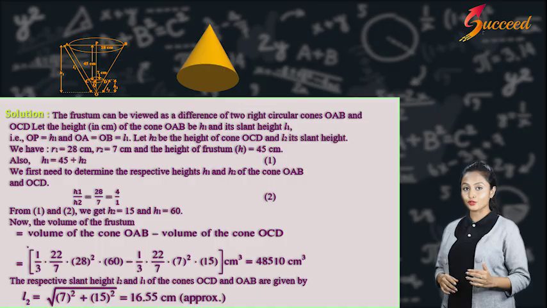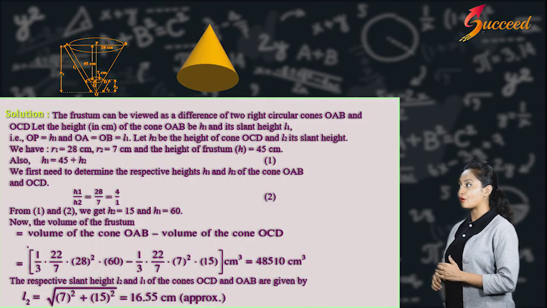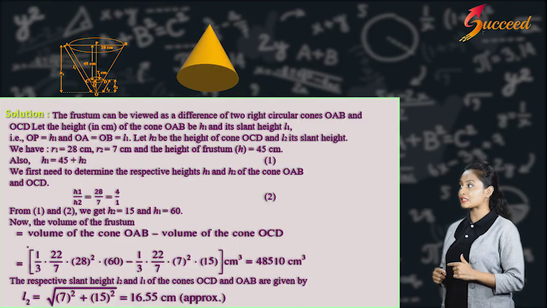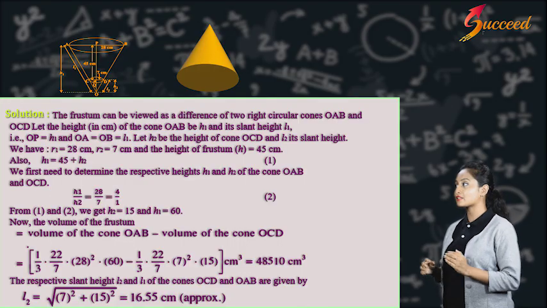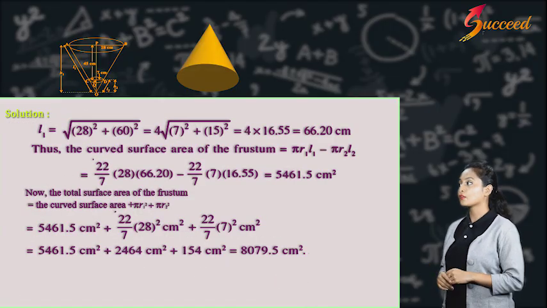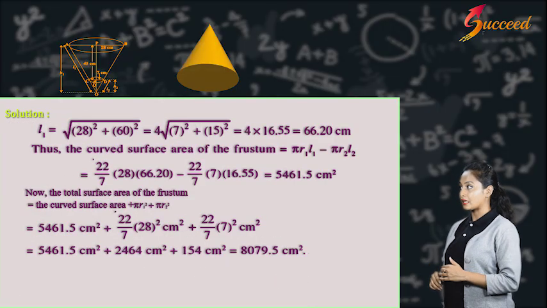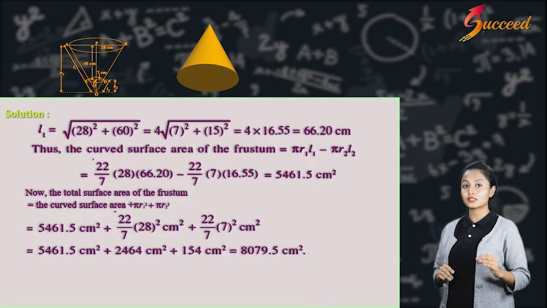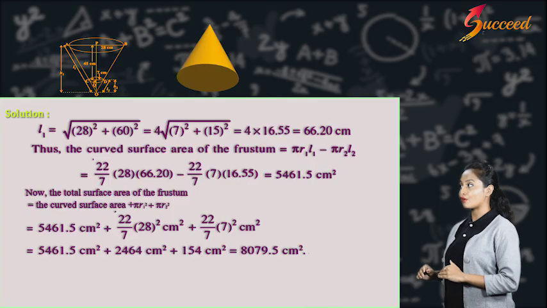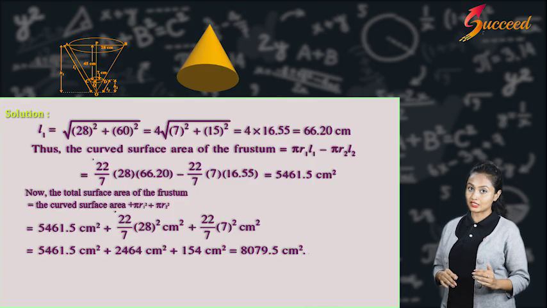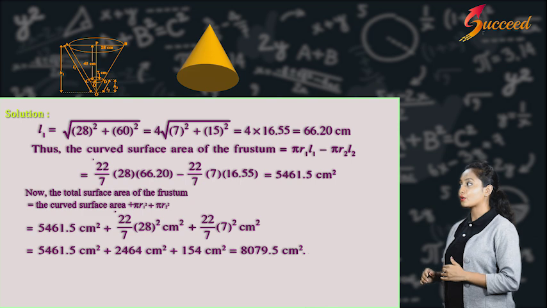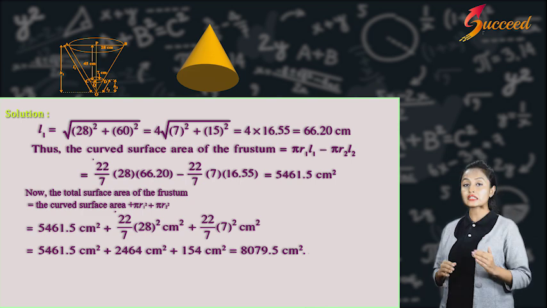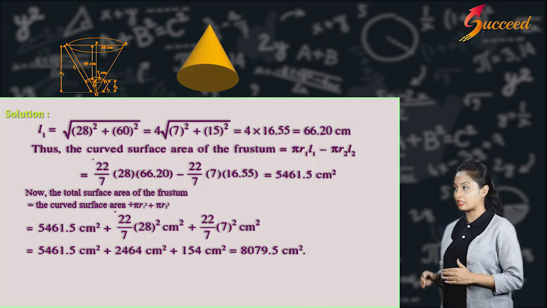Now, the respective slant heights L2 and L1 of the cones OCD and OAB can be given by L2, which is equal to square root of 7 square plus 15 square, and you arrive at the solution, which is approximately 16.55 centimeter. Now, L1 can be given as square root of 28 square plus 60 square, which is equal to 4 into square root of 7 square plus 15 square. On resolving, you get 4 into 16.55, which is equal to 66.20 centimeter.